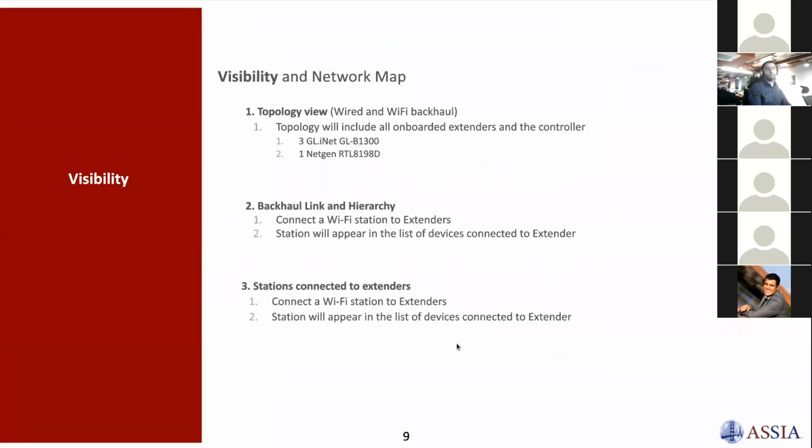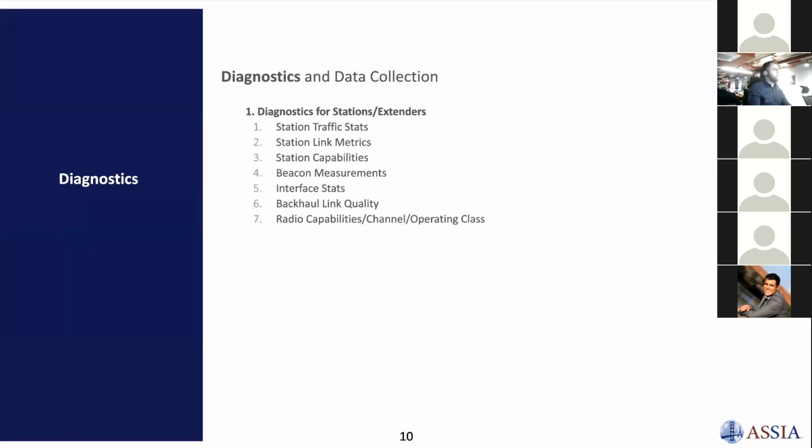Do you have any questions regarding visibility? Okay, move on. Diagnostics. In this part, I want to share with you where the diagnostics are, what we have right now, and what we will have in the future. I separated them a little: we have station traffic stats, station link metrics, station capabilities, backend measurement, interface stats, backhaul link quality, and radio capabilities, channel, operating class, etc. I will not dig too much into it, but let's demonstrate a little of what we have.